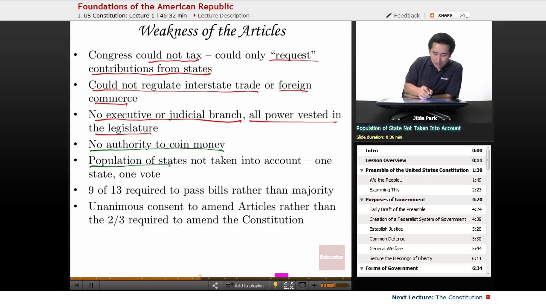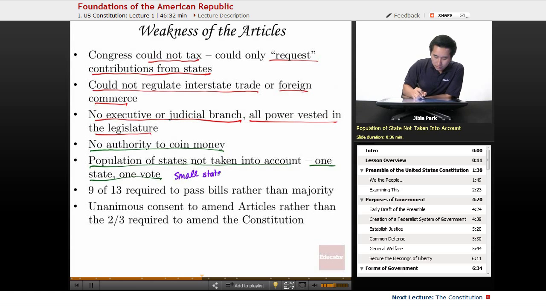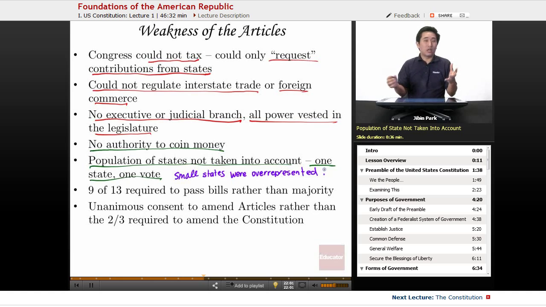And again, population of states not taken into account. You had one state, one vote. New Jersey might love that idea. Small states love this idea, but large states, they were basically hurt by this. So small states were overrepresented basically, and large states were therefore underrepresented. So this was a problem in a country that was not yet united.